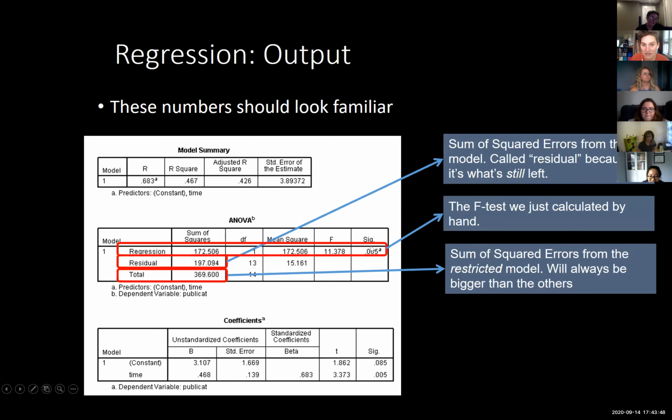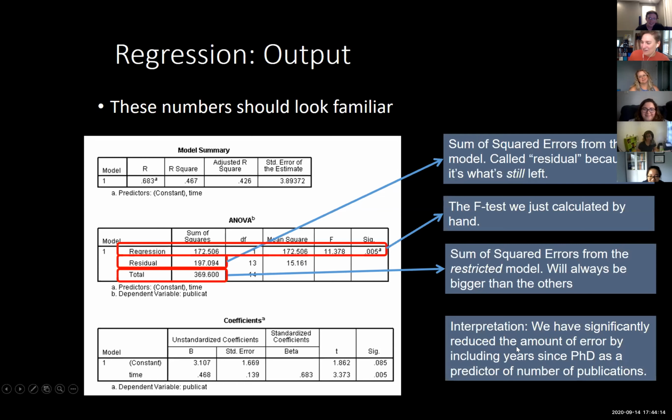And you see, just like we were reading the other ones, the significance test here is only for the difference between the two. So we're looking at, is this reduction in error variance statistically significantly different from 0? And that answer is yes, it's different from 0. Yay, we reduced the error. And so the interpretation of this that you can use, you can copy this and paste it into every publication you use forever and ever, is we have significantly reduced the amount of error by including years since PhD as a predictor of number of publications. Woohoo.